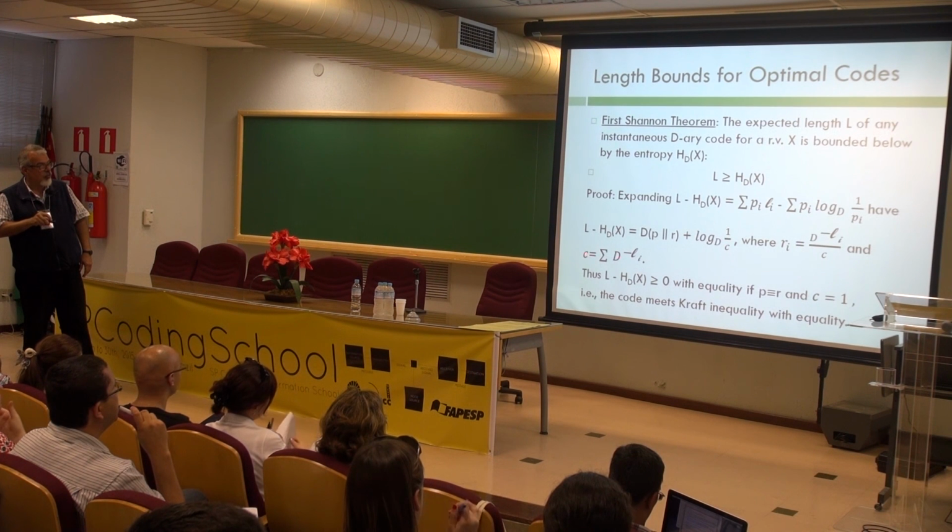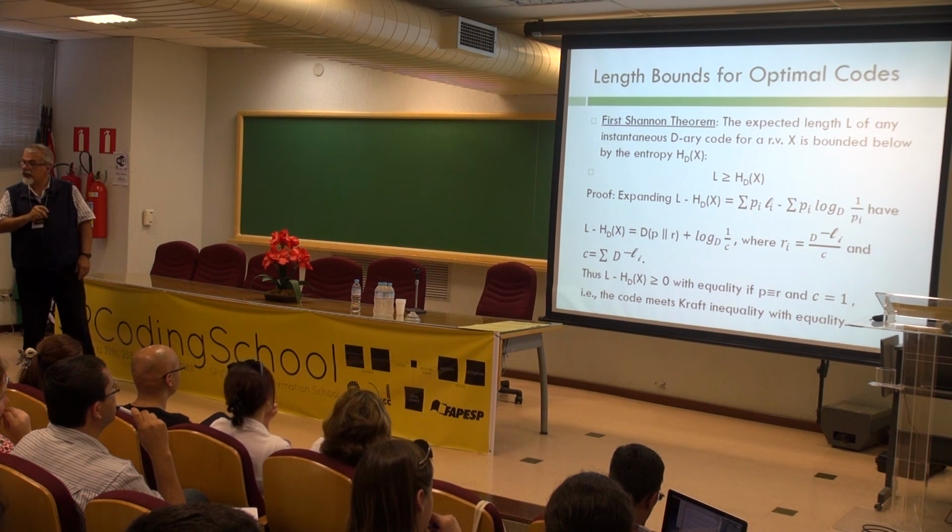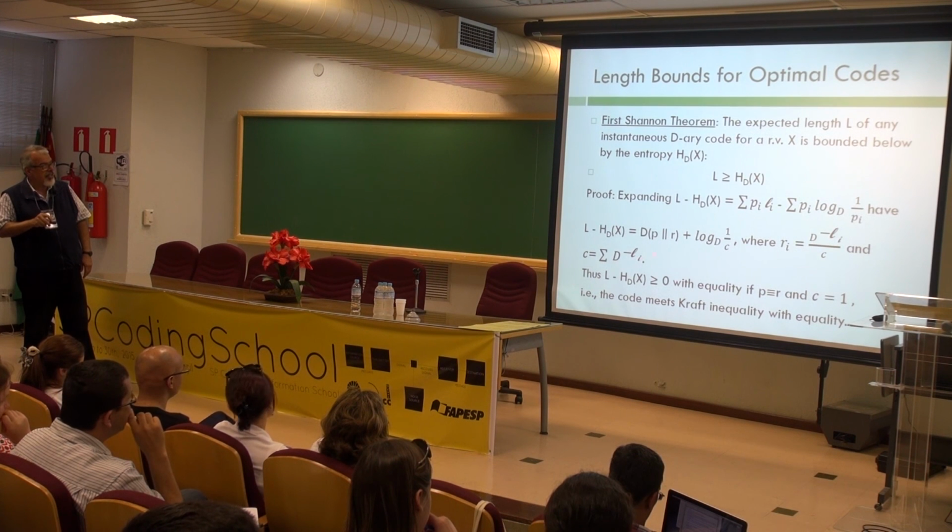But now notice this. C is less than 1 because of Kraft's inequality. So this term here will be positive. And this term here also has to be non-negative because it's a divergence, right? Then this has to be non-negative, right? L minus H has to be non-negative.